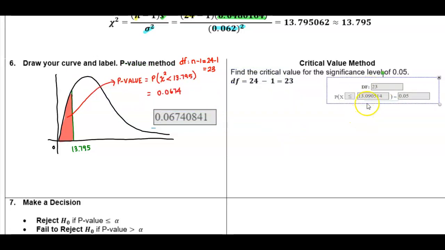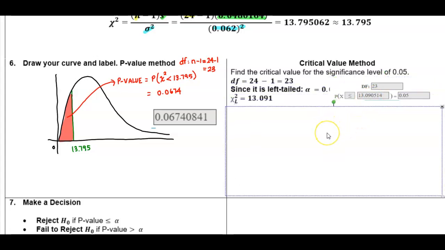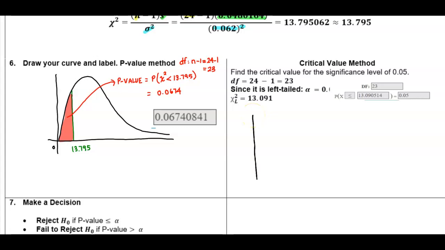Okay, so you can see here that we get a critical value, which is going to be on the left side, 13.091 if we round that to 3 decimal places. So therefore, there is our critical chi-square value on the left. So let's go ahead and draw that distribution here. So here is our graph.